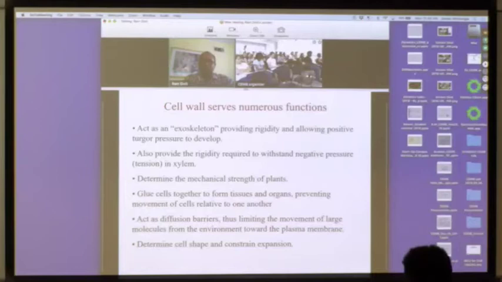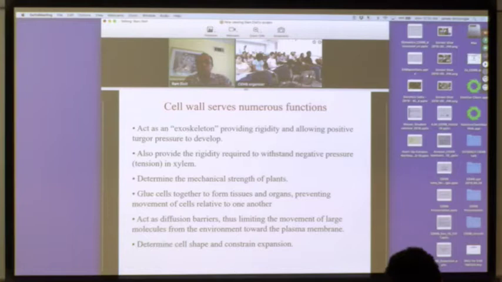As I've described, it acts as an exoskeleton effectively that is providing rigidity and allows for this positive turgor pressure to develop, right? So it resists the turgor pressure, and the compliance of the cell wall is what we need for growth. In cells that conduct water in the plant, the cell wall actually needs to be further strengthened to withstand negative pressure or tension that develops in these water columns. The cell wall mechanical strength is, of course, very important not just for the growth of the cell, but also to support the weight of the plant.